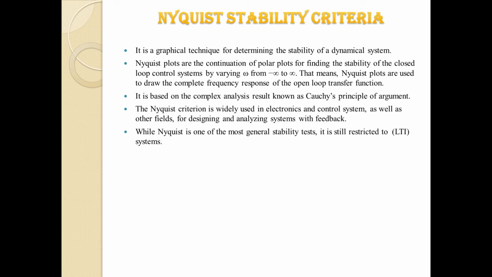Now, in the Nyquist plot, the continuation of the polar plot is used to find out the stability of the closed loop system, and here we will vary omega from minus infinity to infinity. That means Nyquist plots are used to draw the complete frequency response of the open loop transfer function.